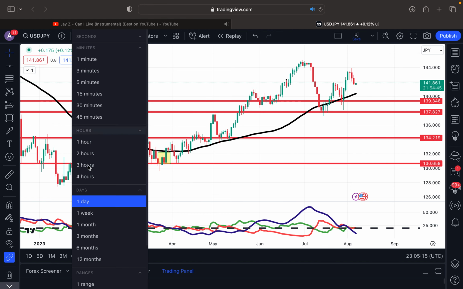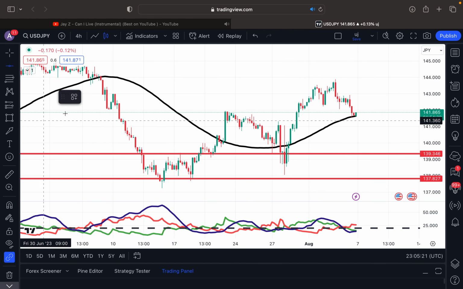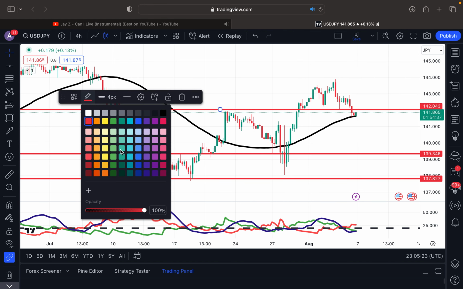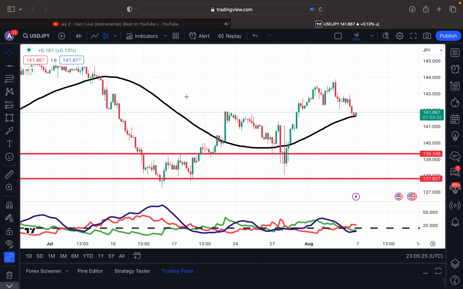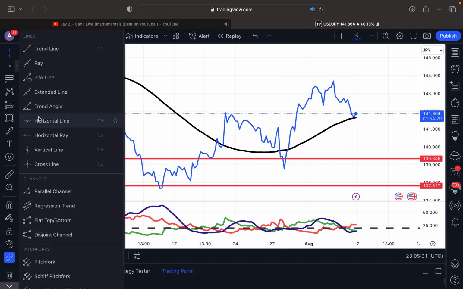So let's break it down to the 4-hour time frame now. And with my 4-hour time frame, I like to use a green horizontal line, this color right here. So let's go ahead and break it back out into the line chart, and let's look for these areas. I already see an area right here. It's so clear, it's crazy.